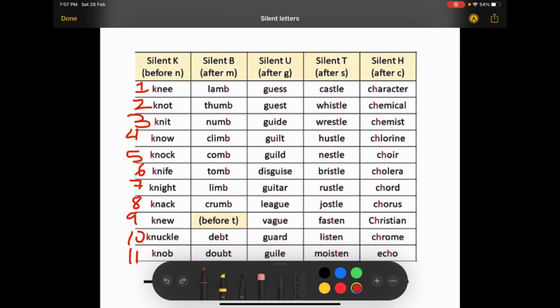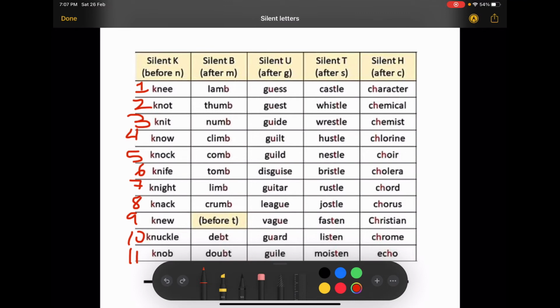Okay, so moving on to the letter U. I put some words that include a silent U, and most of the words include either an E or an I after them. So, yeah, let's get started.